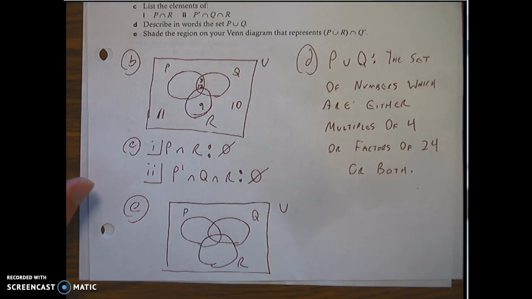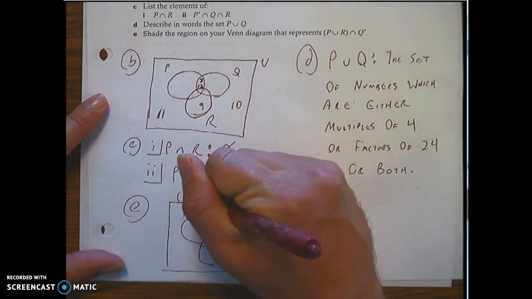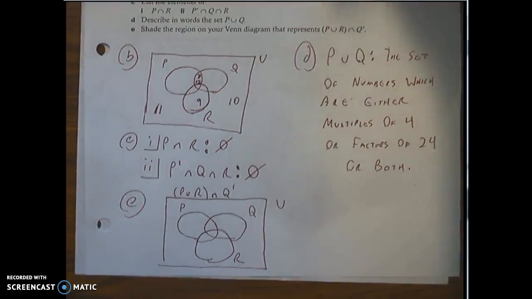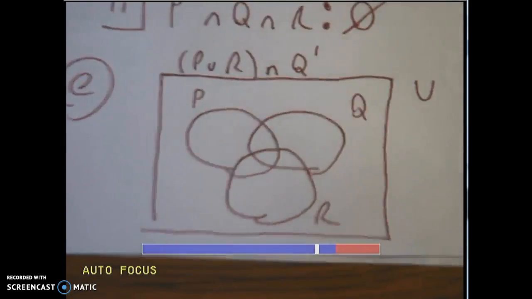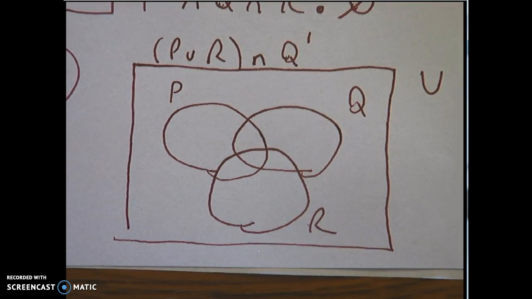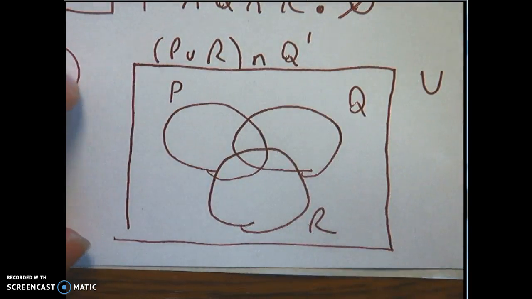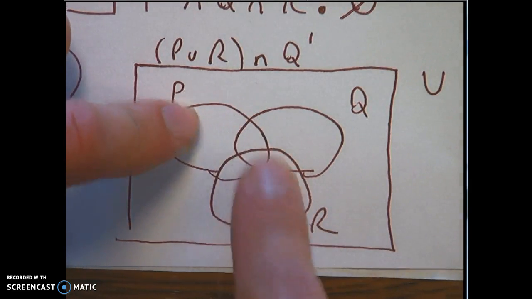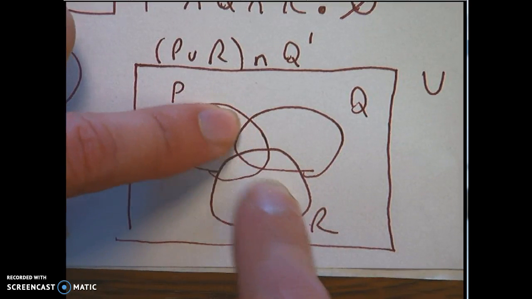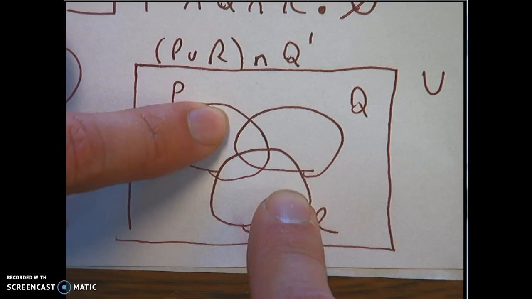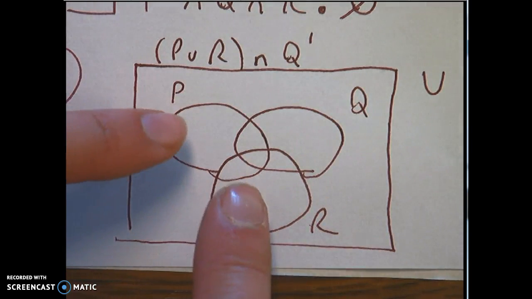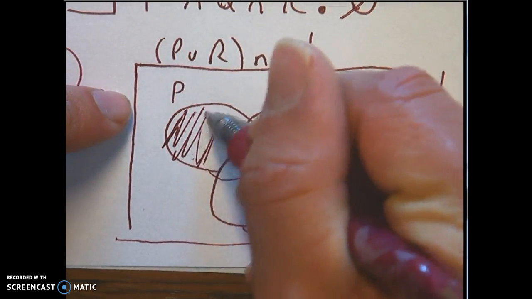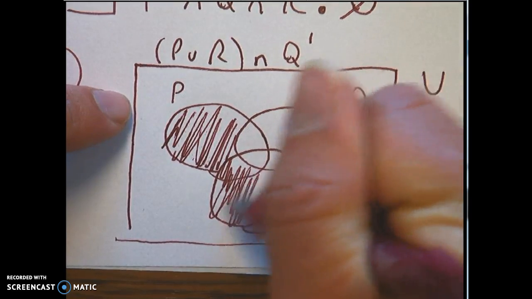And I always start with the parentheses. So I want to do P union R intersect Q complement. Let me just zoom in on that. There's my whole universe. I always start with the parentheses. So P union R would be all of the R circle and all of the P circle, just filled in. So imagine that these two circles are all filled in, all the way. And then ask yourself, where does that intersect with not Q? So everything outside the Q circle. Well, that would just be all of this stuff here.